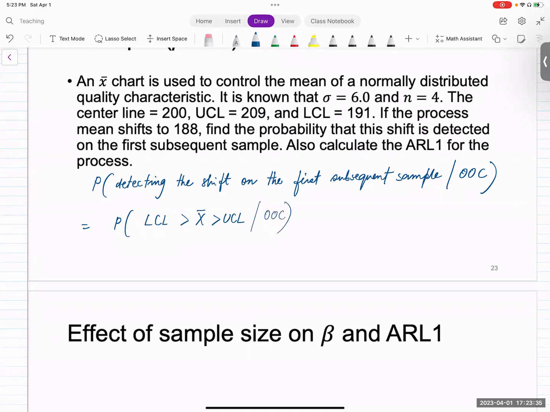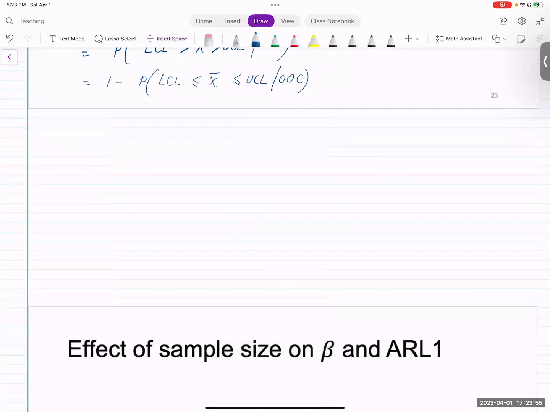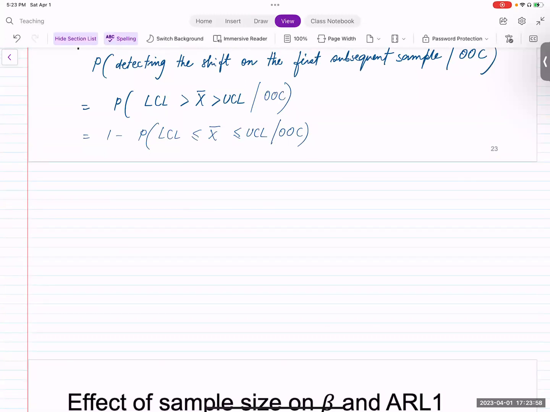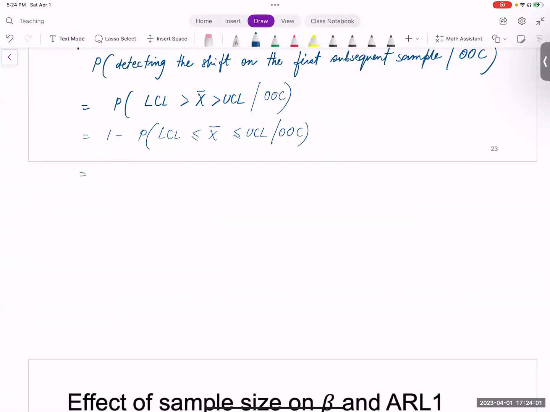And we already know our UCL and LCL, but we probably might not need it here. You can still use it, but we might not need it. We can rewrite this as 1 minus probability X-bar is less than or equal to UCL and greater than or equal to LCL, given OOC. This might appear a little bit familiar. This is the type 2 error that we have already computed. So this second term right here is the type 2 error beta. So I can write this as 1 minus beta. And now if I can compute beta, I can figure out this probability.